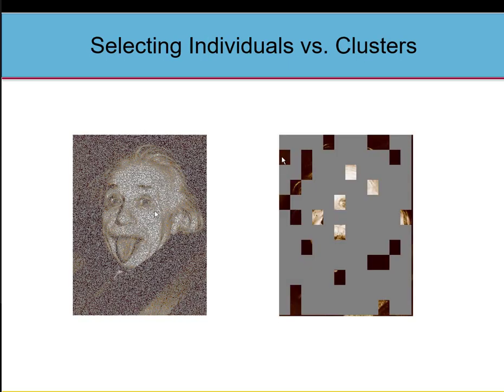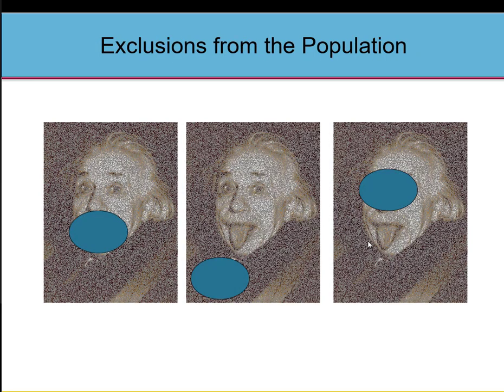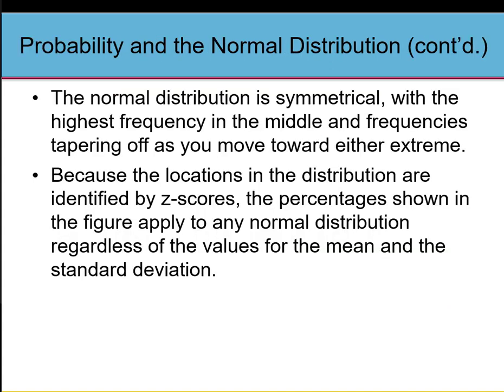But if we sample clusters instead of individuals, you can see that we don't get a clear picture. Or if we have exclusions from the population, such as people who are 65 or older, or we don't have anyone 18 or younger, or we only have females, we miss chunks of the picture that we cannot get back. So the best way to sample is to do simple random samples, but in education studies we typically don't have that ability because students come to us already assigned in classes.